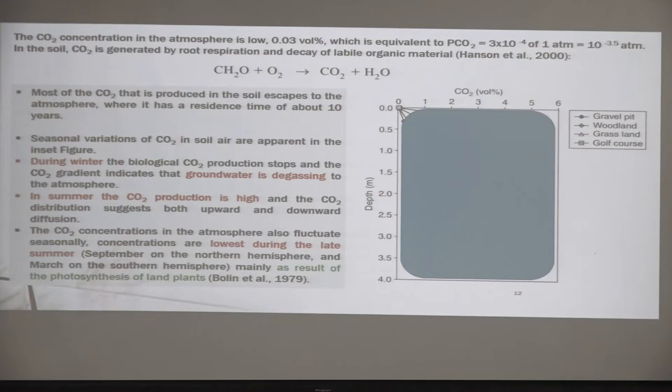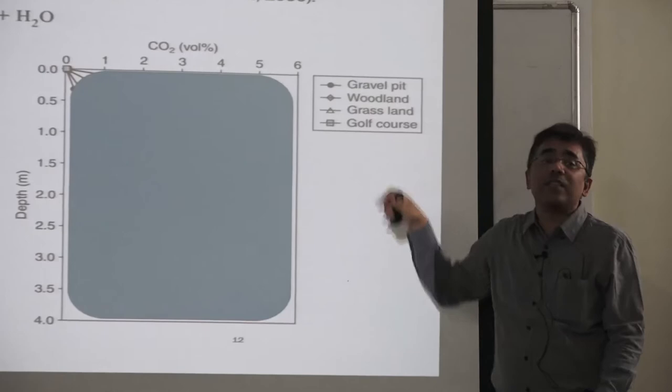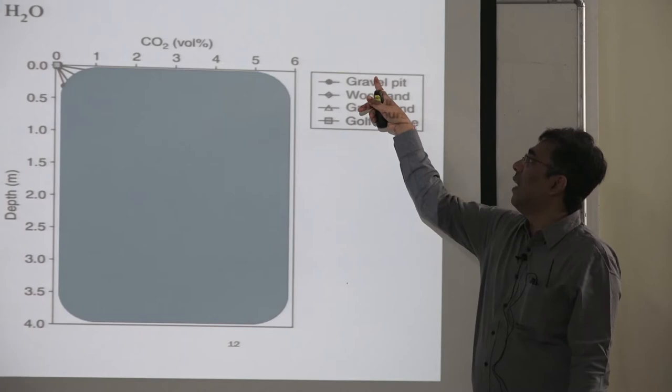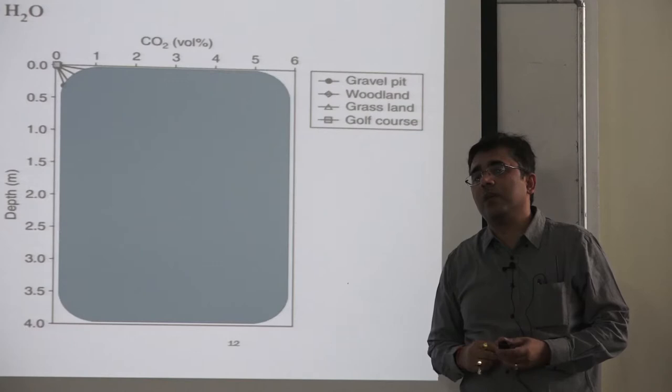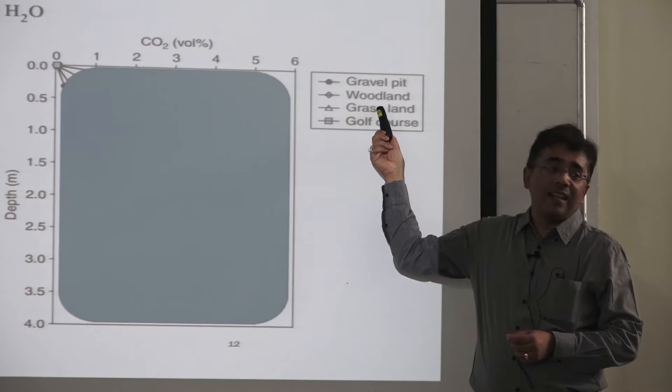CO2 can occur in the soil also if there is no water, right? So if there is a land with gravel, I don't know what a gravel pit is, but there is no grass, then woodland, grassland, golf course. A golf course is very green, so much higher photosynthesis, and then less and less. So where will the partial pressure of CO2 in the soil be higher? Golf course, then grassland, then... how many of you think he is right?